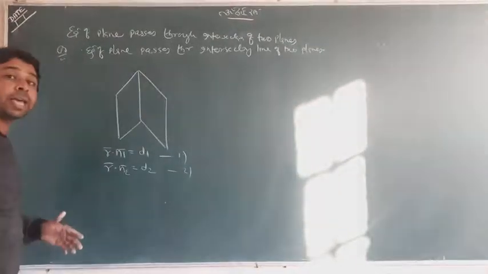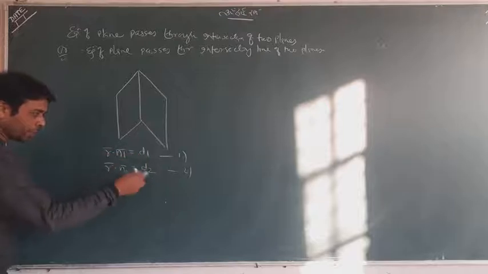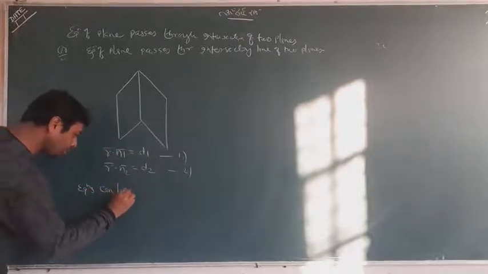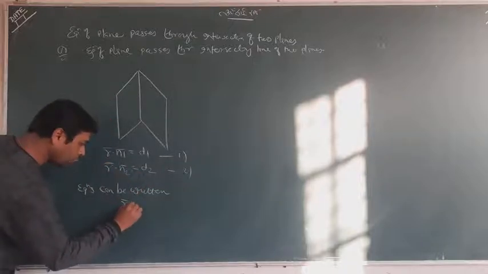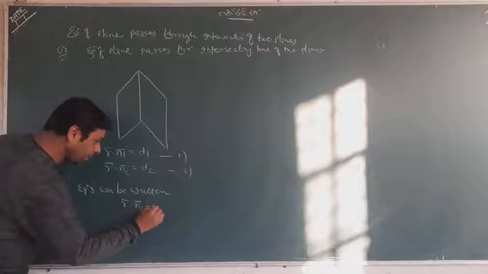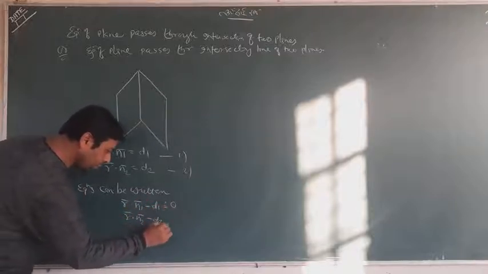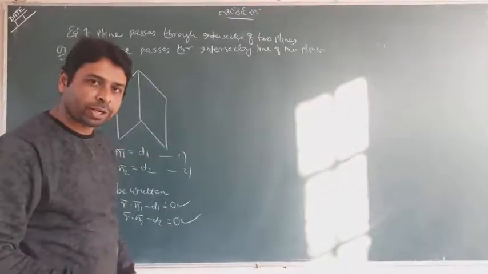The answer can be obtained by, let's watch. First you transfer d1 and d2. Equations can be written as r dot n1 minus d1 equal to 0, r dot n2 minus d2 is equal to 0. Make 0 in the right hand side.